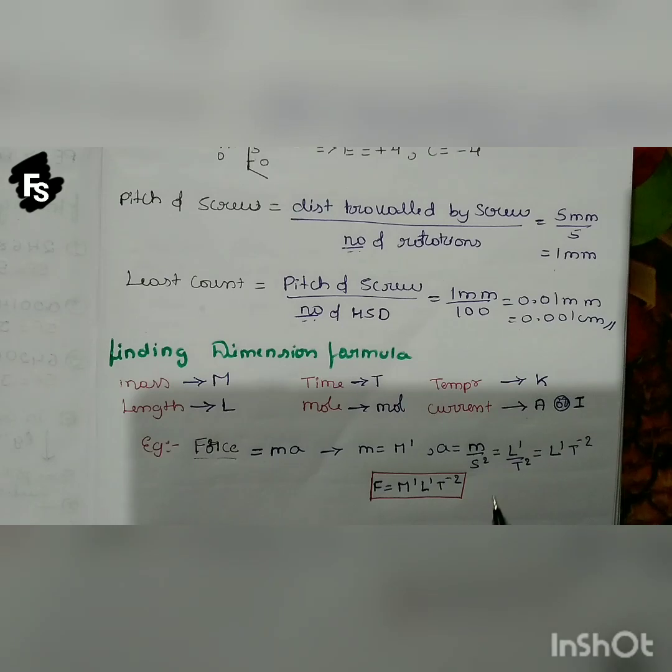Meter means L. How many meters are there? L power 1. Then S means time, which means T. How many S are there? 2, so T power 2. Then what will happen? L power 1, T power minus 2. Then on joining this, the force dimension formula will be M power 1, L power 1, T power minus 2. This is the easy way of finding the dimension formula.